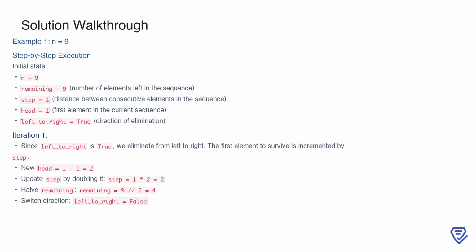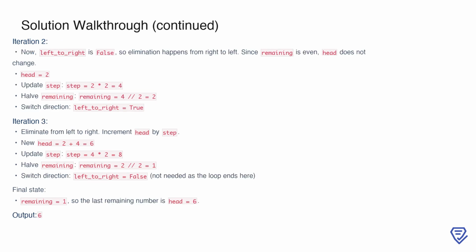This makes the new head equal to 1 plus 1, which is 2. The step size is then doubled to 2, the number of remaining elements is halved to 4, and the direction of elimination switches to right to left. In the second iteration, elimination happens from right to left. Since the number of remaining elements is even, the head does not change and remains at 2. The step size is doubled again, becoming 4, and the number of remaining elements is halved to 2. The direction switches back to left to right.